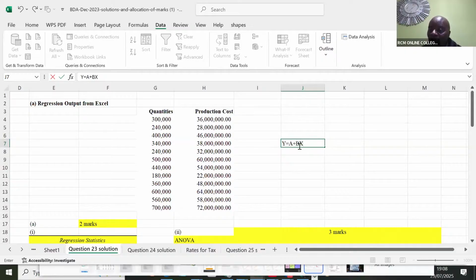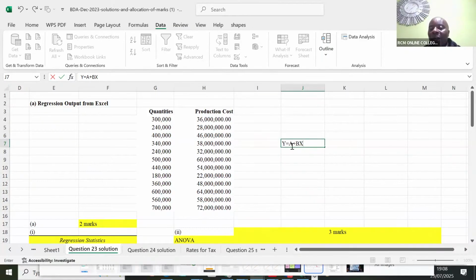B stands for the slope. So it will be very important for you to know from the word go that A stands for the intercept and B stands for what we call the coefficient, or slope, or gradient. So when they tell you to come up with a regression model, what they would expect you to do first of all is to get the values of A and B.